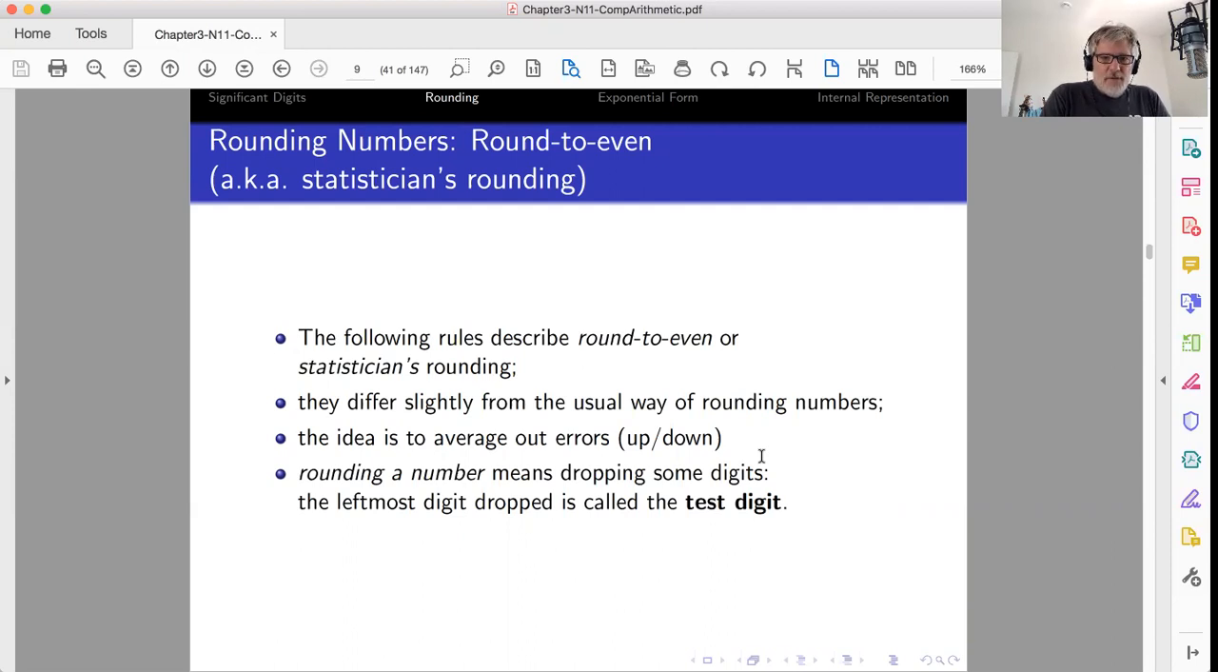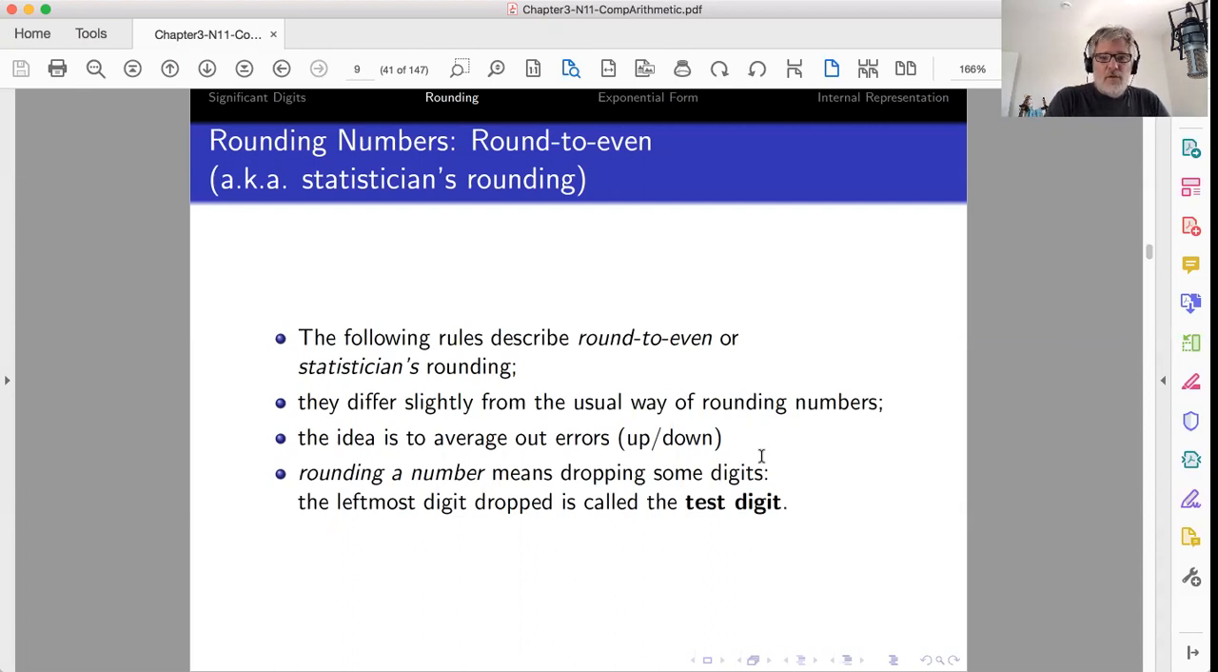Why are we considering this? The idea is that if you have a table with a lot of numbers and you round with the usual way of rounding, you are going to skew the average up. So in order to keep the average of the values in your table roughly the same as it was, you do it this way. You'll see that depending on the parity of the test digit, we're going to do different things.